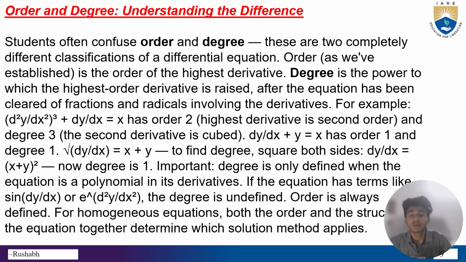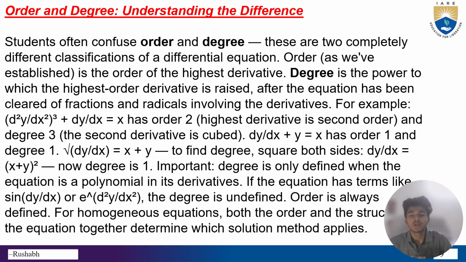Consider √(dy/dx) = x + y. To find the degree, square both sides. You will get dy/dx = (x + y)². Now the degree is 1. Important: degree is only defined when the equation is a polynomial in its derivatives. If the equation had terms like sin(dy/dx) or e^(d²y/dx²), the degree is undefined. Order is always defined.